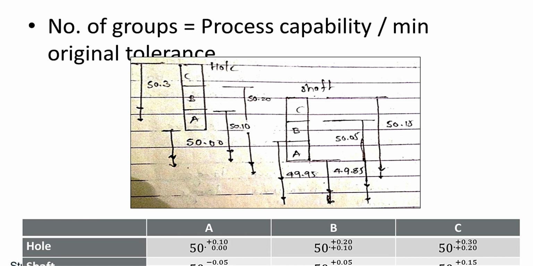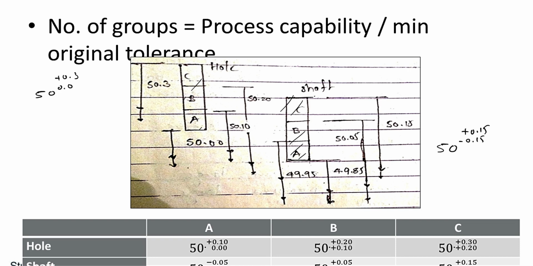This is the tolerance zone of the hole, and this is the tolerance zone of the shaft. We know the tolerance zone of the hole will vary from 50.0 to 50.3, because the tolerance on the hole was 0 to plus 0.3, and the tolerance for the shaft was minus 0.15 to plus 0.15. The lower limit will be 49.85 for the shaft and the upper limit 50.15. So this is how the hole and shaft will look. In between these limits all the holes will get produced, and in between these all the shafts will get produced.